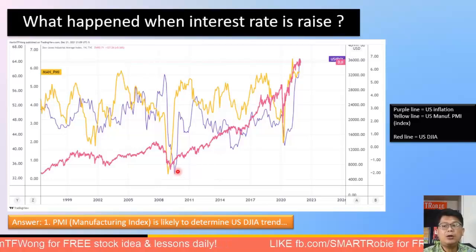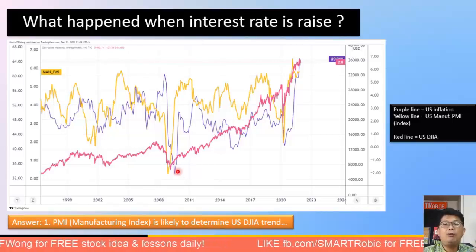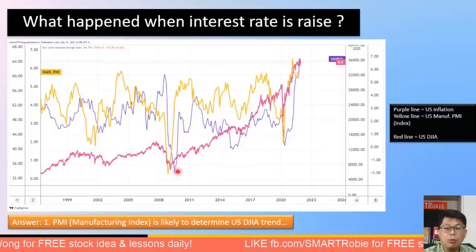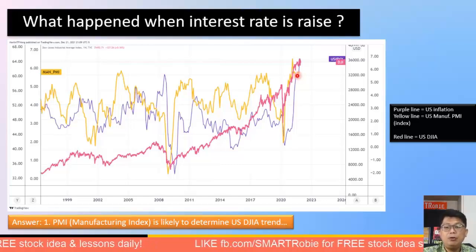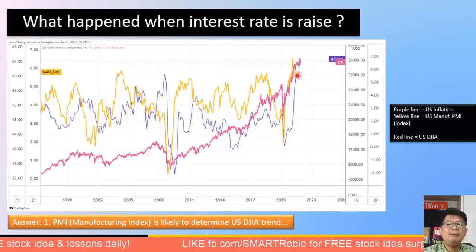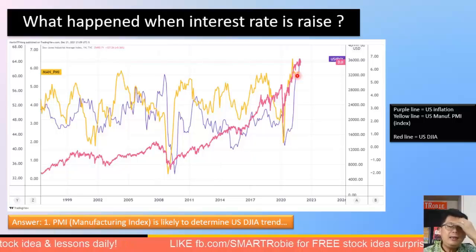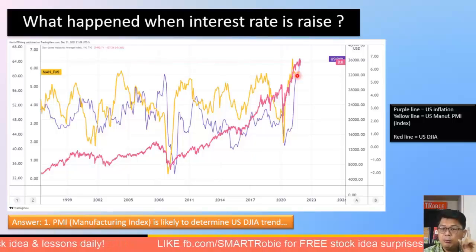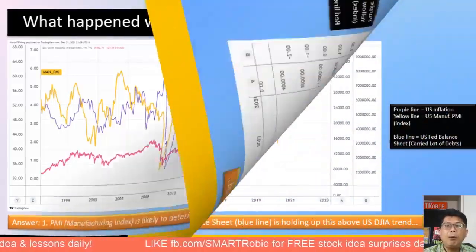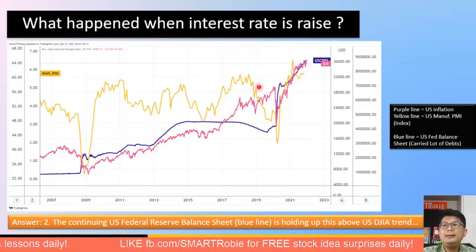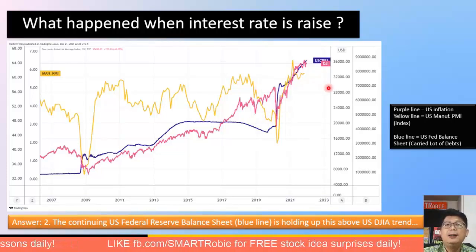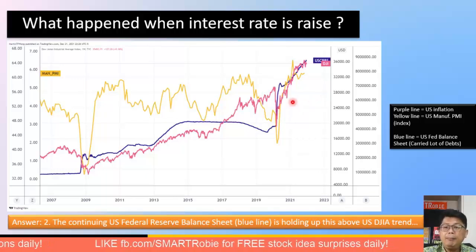Because manufacturing creates jobs. It's a sign of economic activity. It's a sign of growth. So when the manufacturing numbers drop, that is a big concern. Right now we can see manufacturing staying above 60. All this you can get from TradingView, because they have the economic section in here. So PMI is likely to determine the US Dow Jones trend. So point number one, keep in mind. Now point number two: when they start to raise interest rates, this is because they are tapering bond buying.